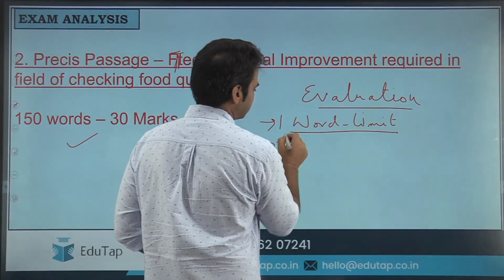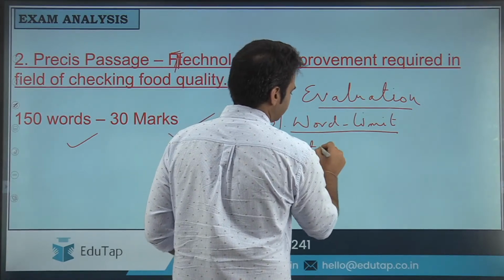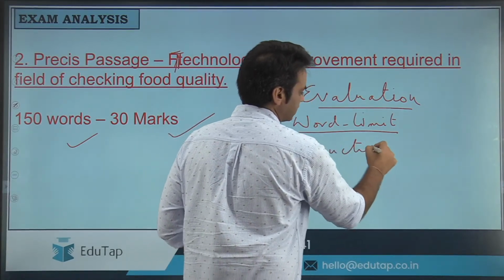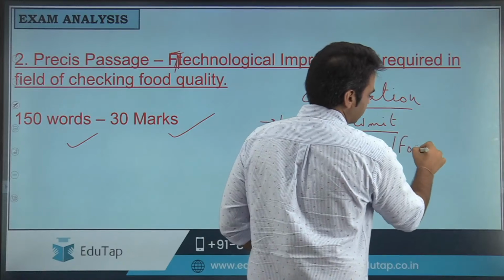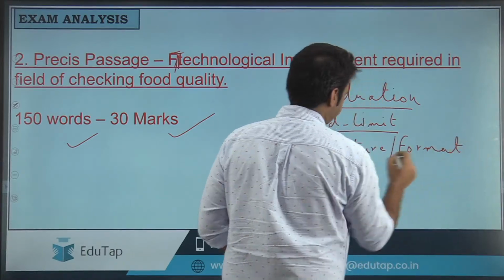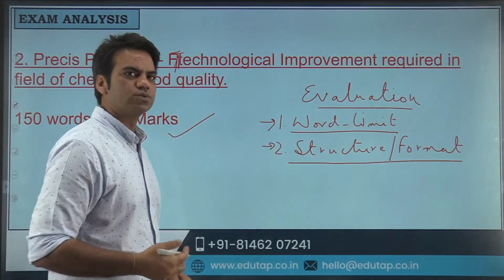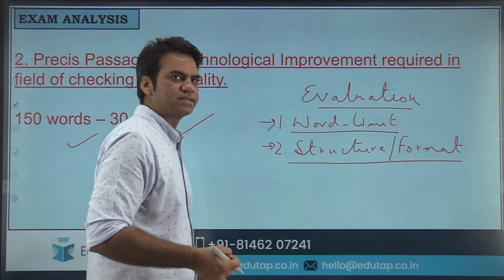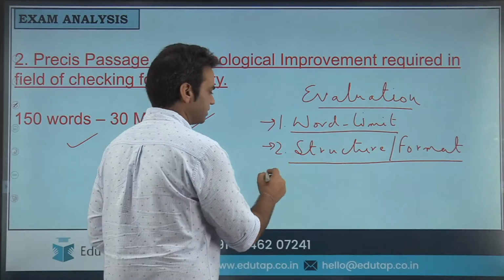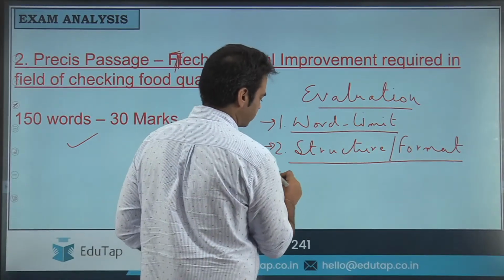Second parameter is the structure or the format of your answers. You should know that the title is very important in a Pressy. Pressy is always written in one paragraph, right? In an essay, we do not use bullet points or numbers or subtitles or headings or subheadings. So, second was proper structure of the answers.